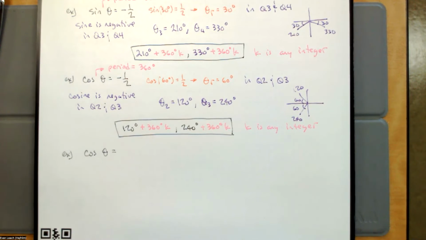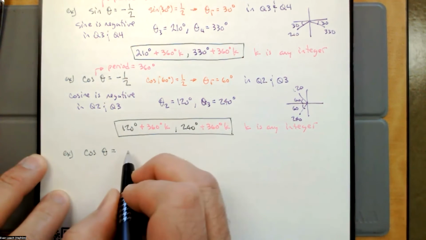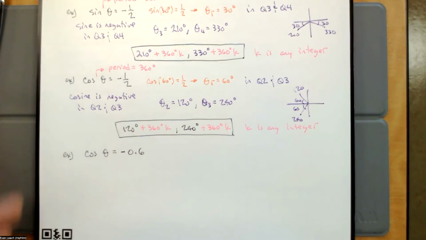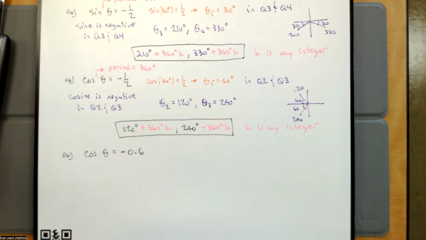Here's cosine theta equals -1/2 or -0.5. We were able to just read what the angle was. So let's suppose that I change that now. Instead of -0.5, I do something that we're going to have to use a calculator for. Let's go to -0.6. We don't know offhand what angle has a cosine of 0.6, but we have calculating machines.